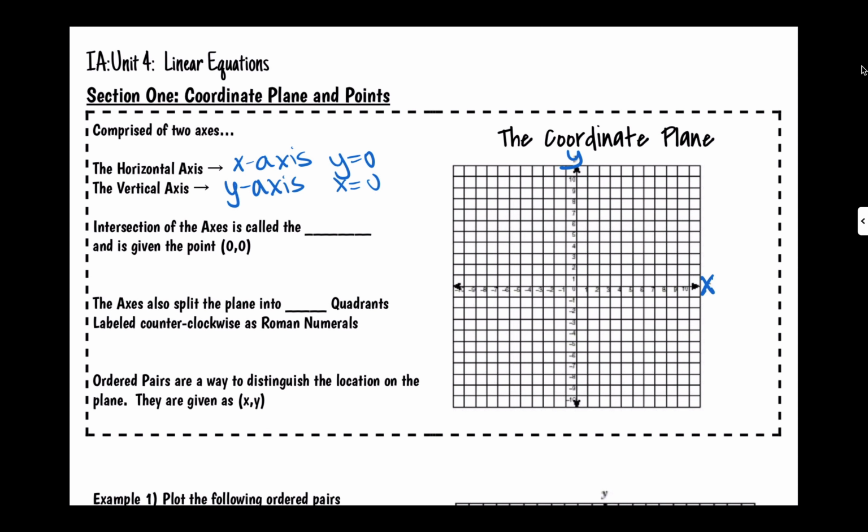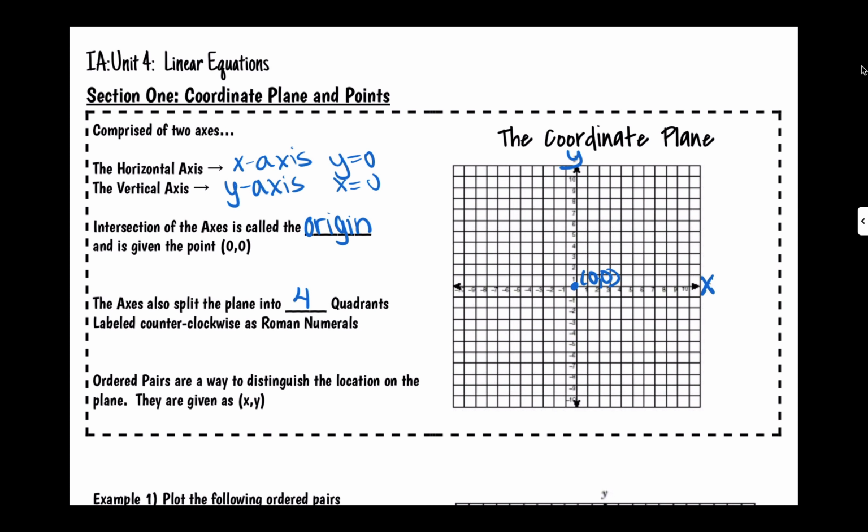The intersection of your axes is called the origin. And that is the point 0, 0. So right here is the point 0, 0. The axes are also split into 4 quadrants. So it splits your graph into 4 separate quadrants. We label our quadrants with Roman numerals and we go counterclockwise.